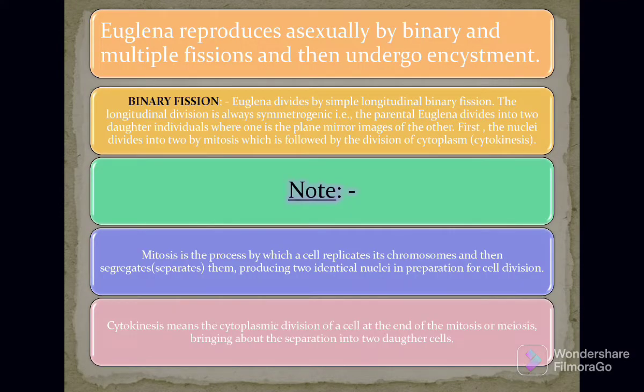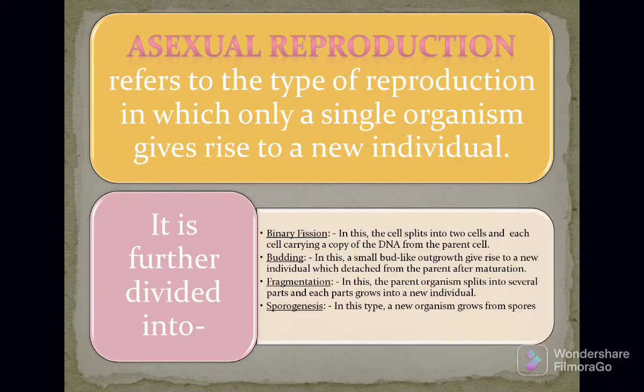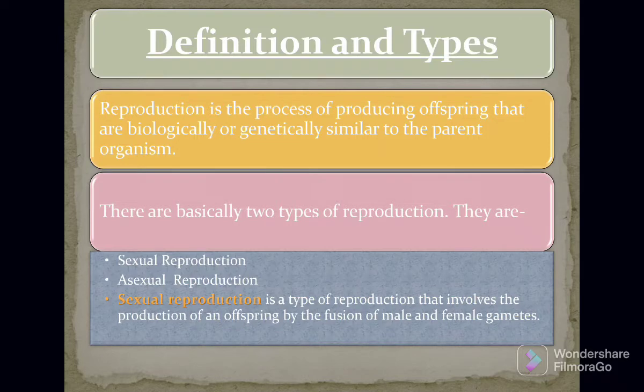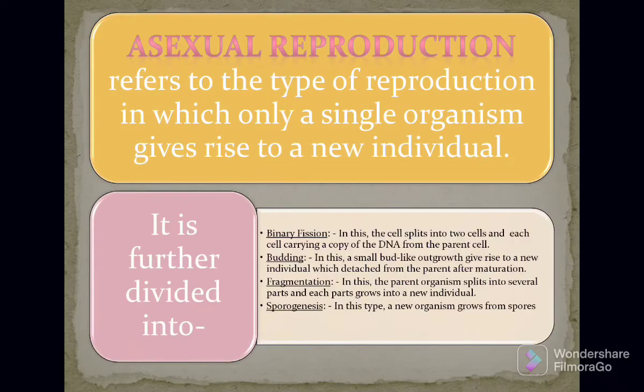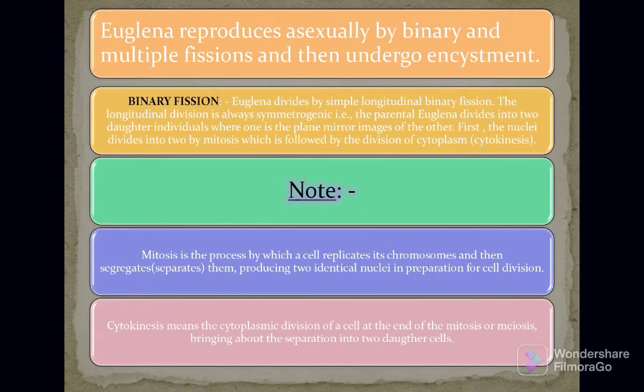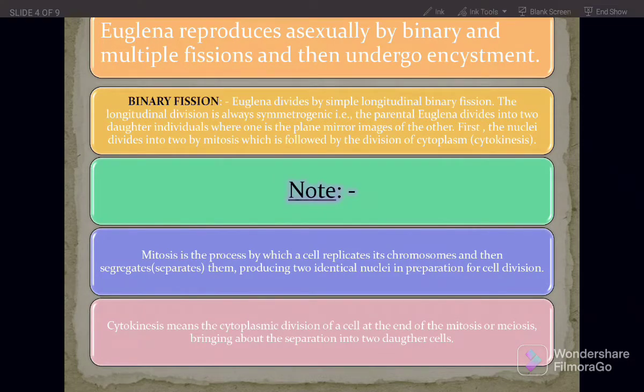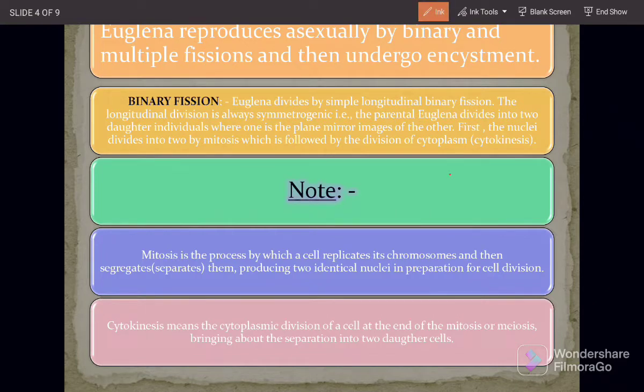Now back to our main topic, Euglena reproduction. We have covered some concepts about reproduction, the sexual and asexual types. Now back to our main topic, Euglena reproduction. Euglena reproduce asexually by binary and multiple fission, and then undergo encystment.